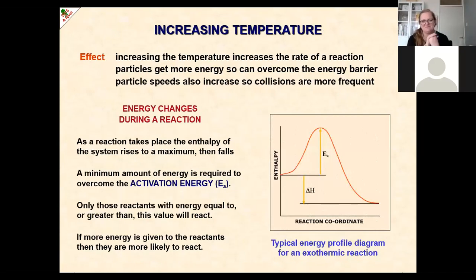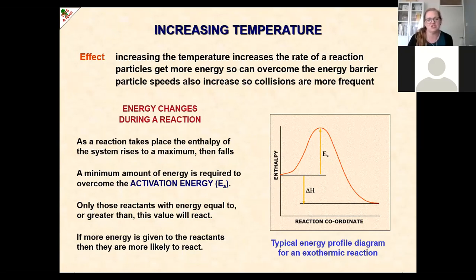Increasing temperature. This is another favourite in chemistry and biology. So if we increase the temperature, we increase our rate of reaction, because particles get more energy, therefore they can overcome the energy barrier, that activation energy. Particle speeds also increase, so collisions are more frequent.